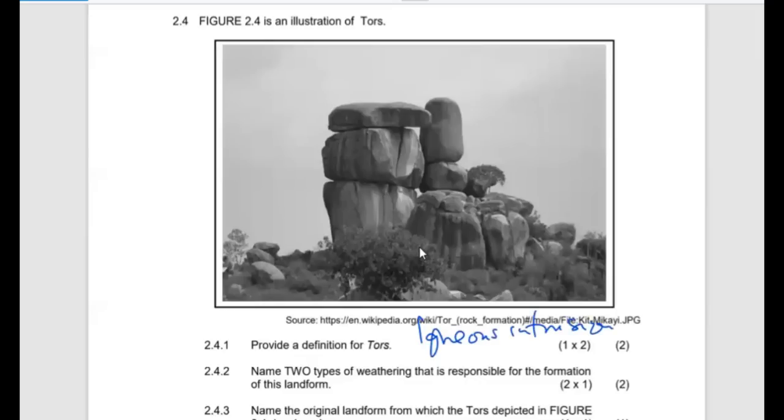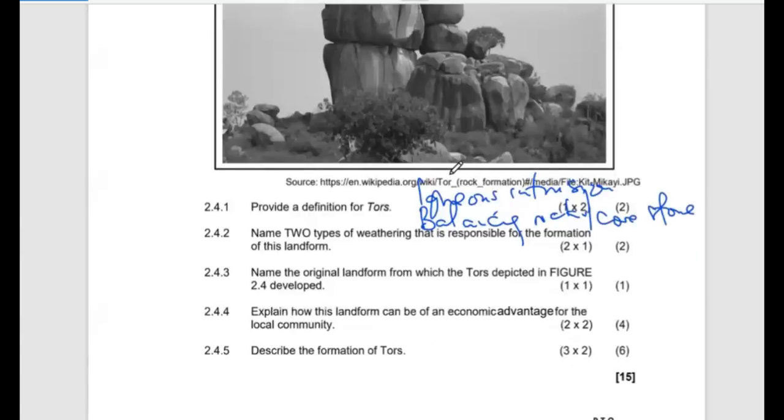And how does it look like? It's balancing rocks or balancing core stones. It's a topographical feature which consists of balancing core stones and which is of igneous intrusion origin, massive igneous intrusions. Basically, if you highlight those ideas, then you have justified what granitic tuffs are.